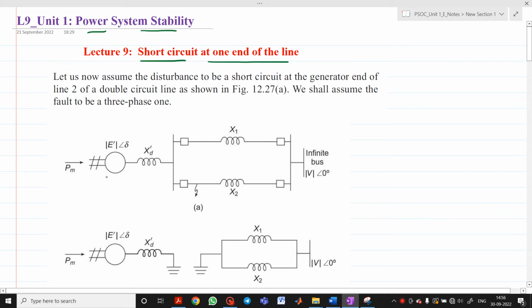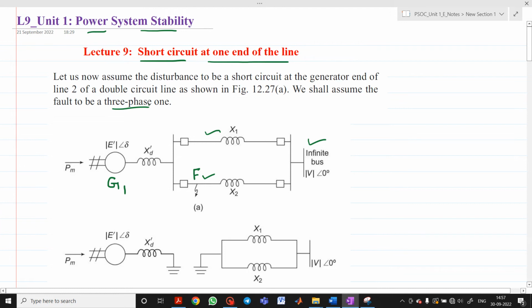Now let us consider that there is one generator, G1. It is connected to the infinite bus bar through a double circuit line. So these are the double circuit lines. Now let us say a fault occurs at this point, which I will name F. We will assume that the fault is a three-phase fault.